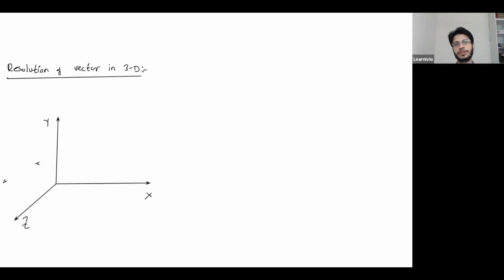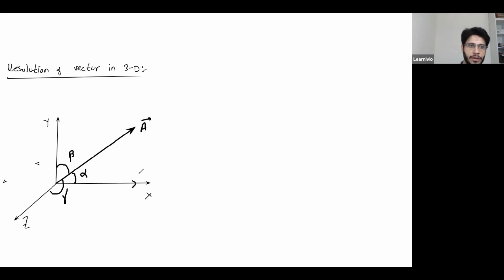Up to the last section, we have resolved vector in 2D along x and y axis only. But now we will resolve vector in 3 dimensions, x, y, and z axis. If I call this vector A, it's making an angle alpha with the x-axis, an angle beta with the y-axis, and some angle gamma with the z-axis.